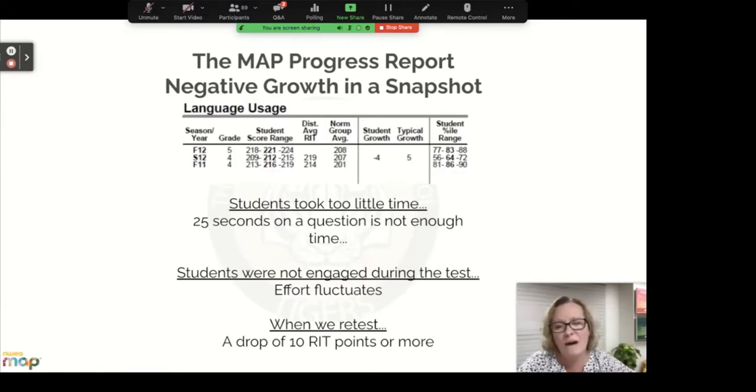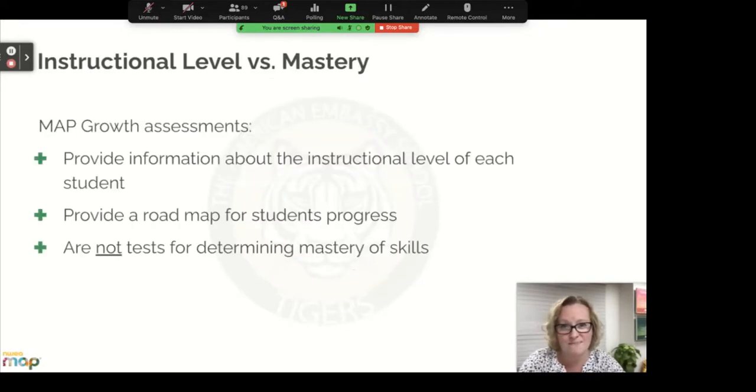But if we see one testing session where negative growth has happened, we won't worry. Instead, we'll what we call triangulate the data and look at all of those other assessment portfolio pieces. One thing that we will do, though, is if a student drops by 10 RIT points from the previous testing term, we'll automatically retest them, as we really want to make sure we're getting that accurate data for each student.